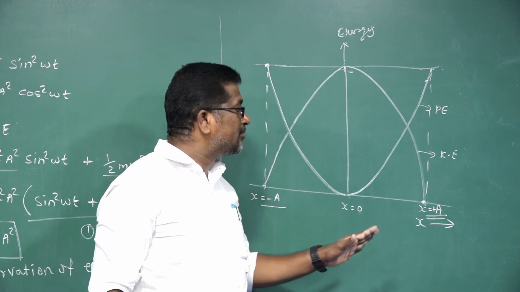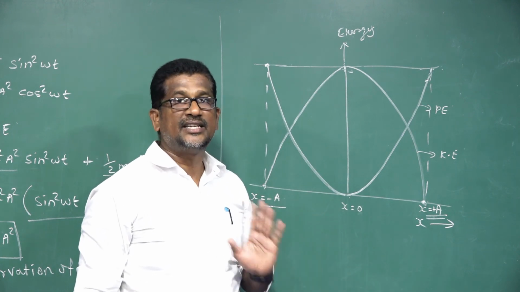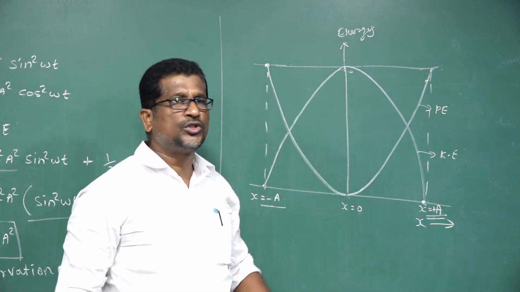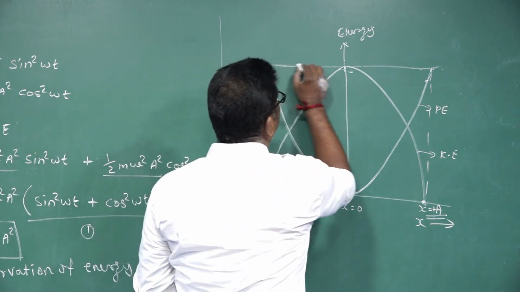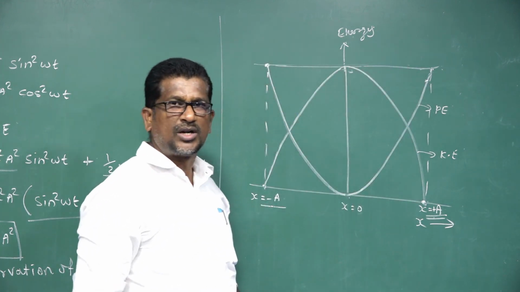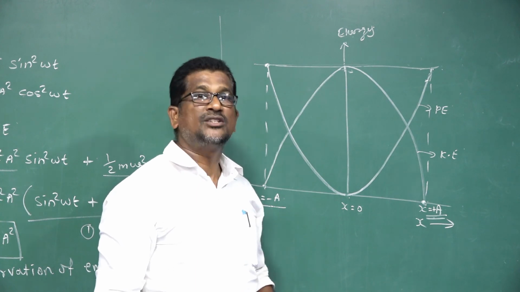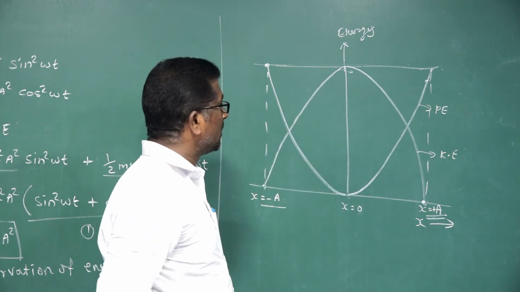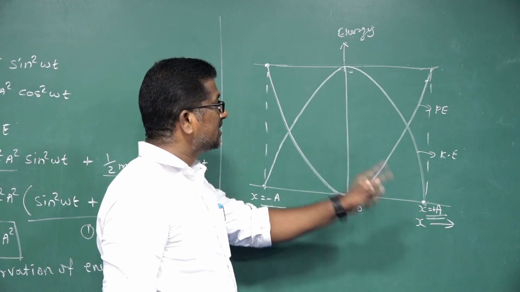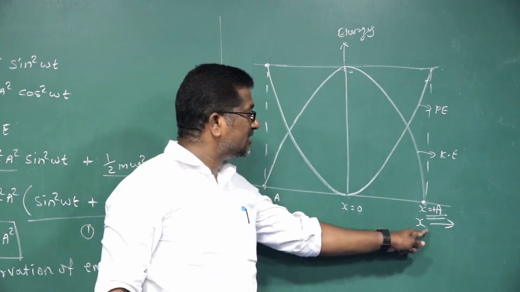So at the extreme positions, potential energy is maximum. At the mean position or equilibrium position, kinetic energy is maximum. But in all positions, the total energy remains constant. The total energy of the particle in simple harmonic motion remains constant. So this is the graph drawn between potential energy, kinetic energy and total energy in terms of displacement.